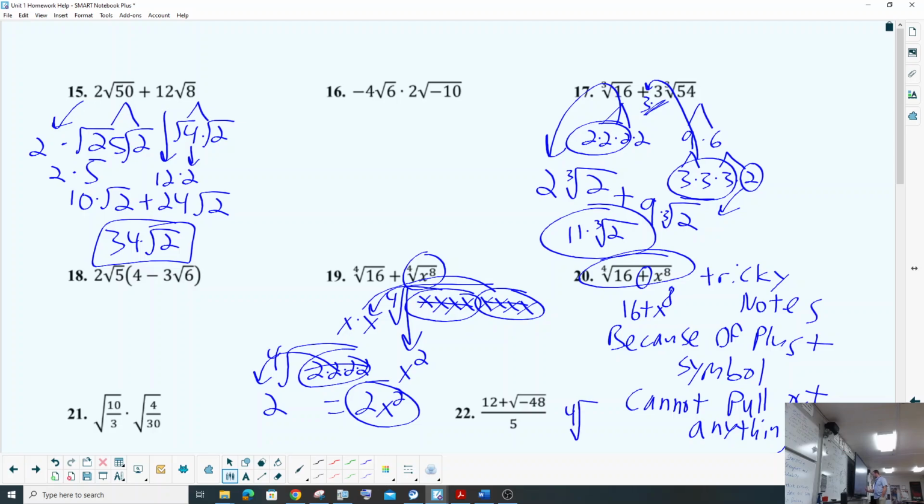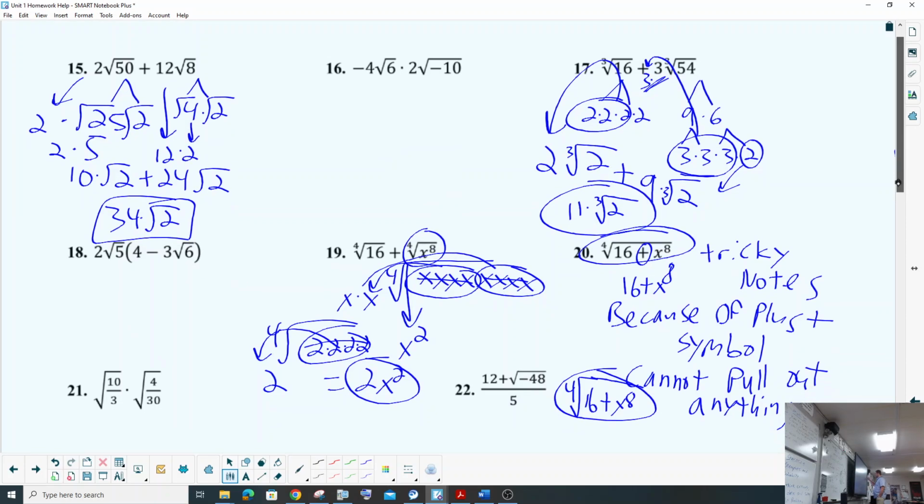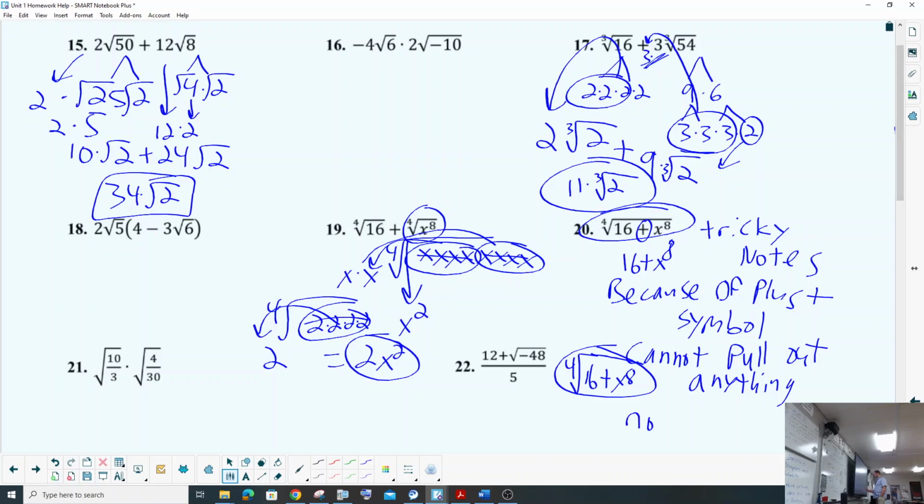And I just threw that in there because that just looks like a super tricky one. Yeah, so that was a fair answer. Nothing comes out, basically, okay? Nothing comes out there. That's just our answer.